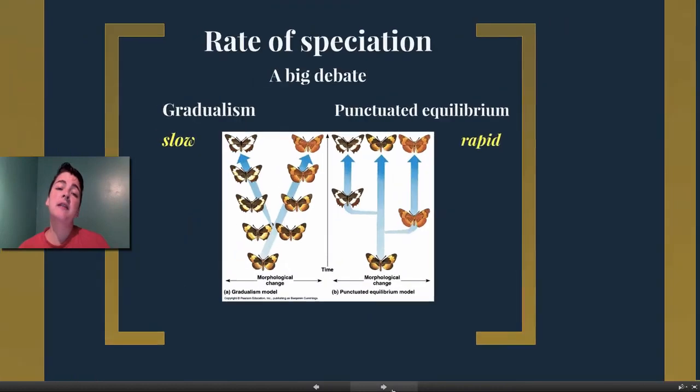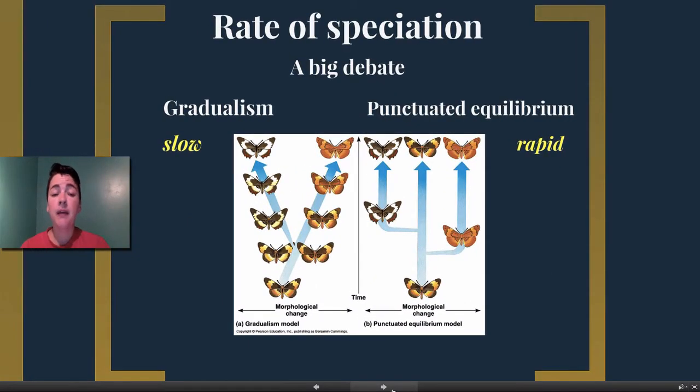The rate of speciation is something that's under big debate. There are two general schools of thought. We have gradualism. Gradualism is a very slow process over time. This is the thinking of Darwin. He had this idea of gradual change over time that gradually then leads to new species.